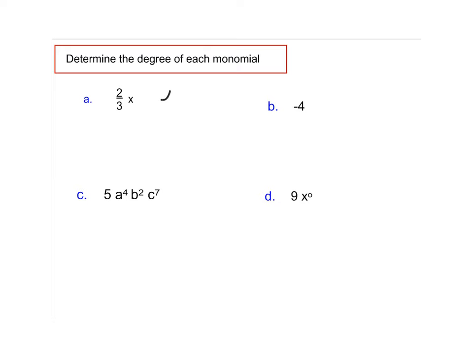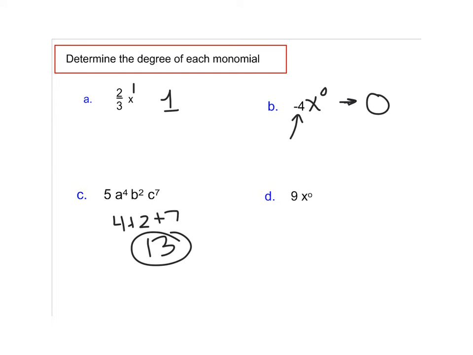Here are the degrees. The degree of this is 1 because the exponent is 1. B, this is hard. Wonder if anybody caught that. It's x to the 0th power, so the degree is 0. Here, 4 plus 2 is 6, plus 7 is 13. That's the degree here. And also here, it's showing the 0, so that's degree 0.